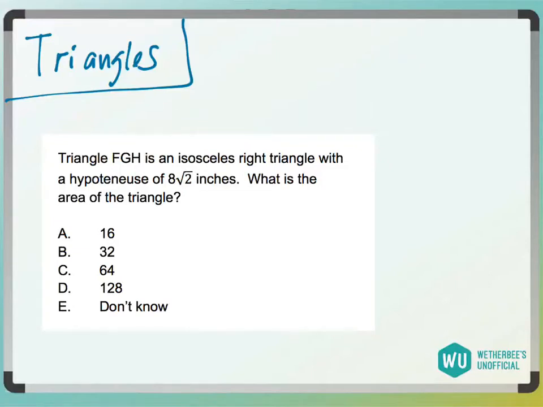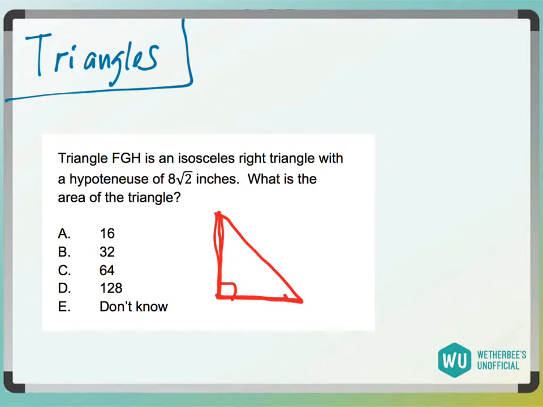Okay, so we have triangle FGH is an isosceles. Isosceles right means it's going to look like this, right? Right triangle means we're going to have a hypotenuse. Isosceles means two sides are equal, so this side is obviously going to be equal to this side, since the hypotenuse has to be longer than the other sides, right?